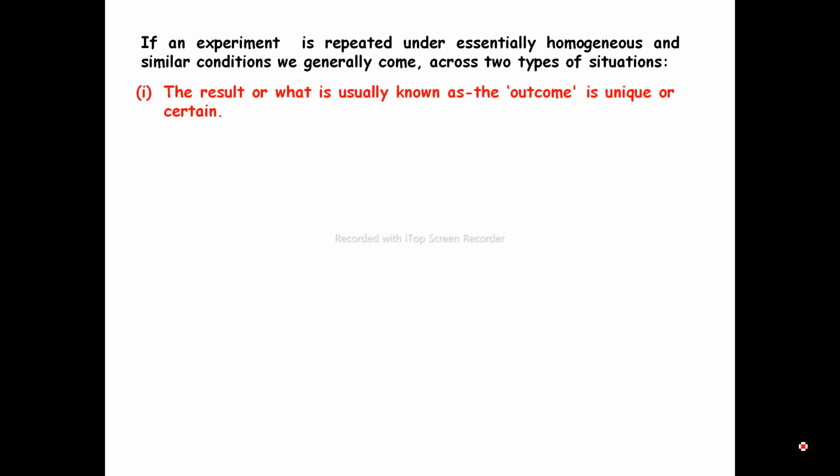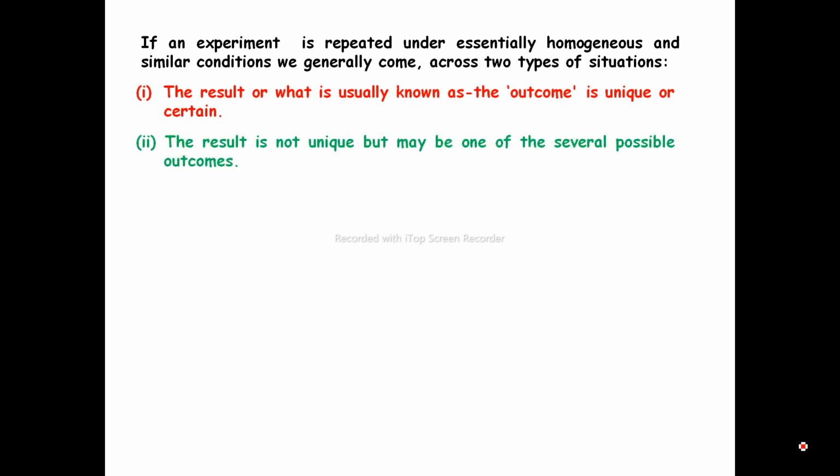So in this video we are going to discuss a new topic, that is probability. Now suppose an experiment is repeated under essentially homogeneous and similar conditions, we generally come across two types of situation, or you can say two types of outcome. The first situation is the result, or what is usually known as the outcome, is unique or certain. Means the first situation is we are getting an exact and accurate answer to our question.